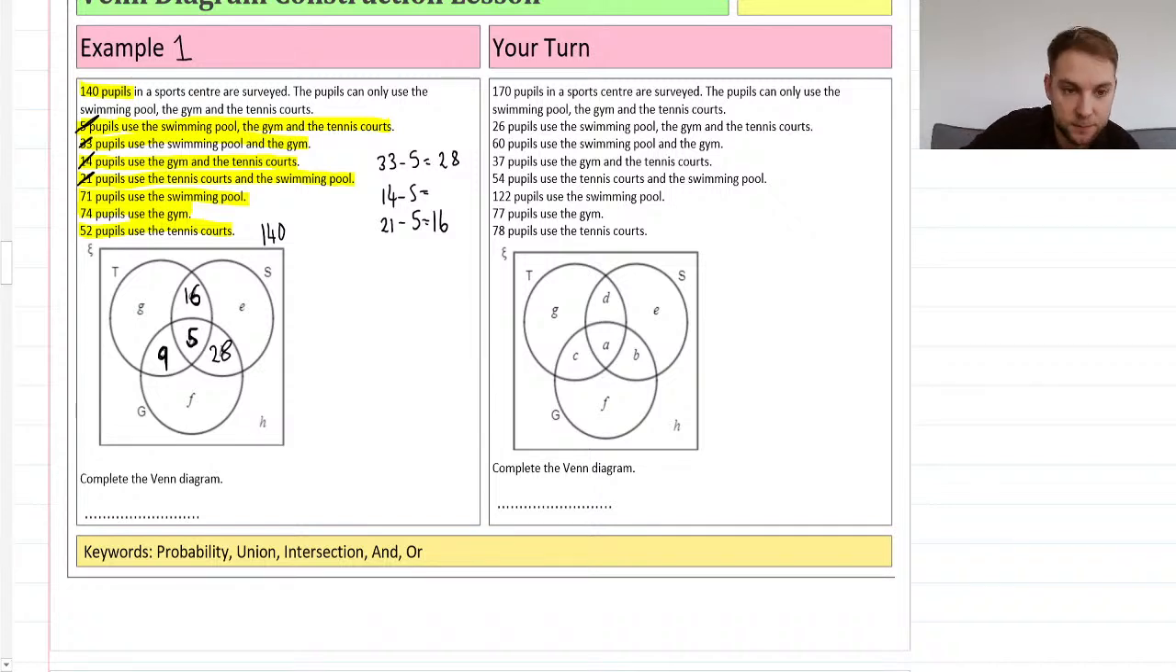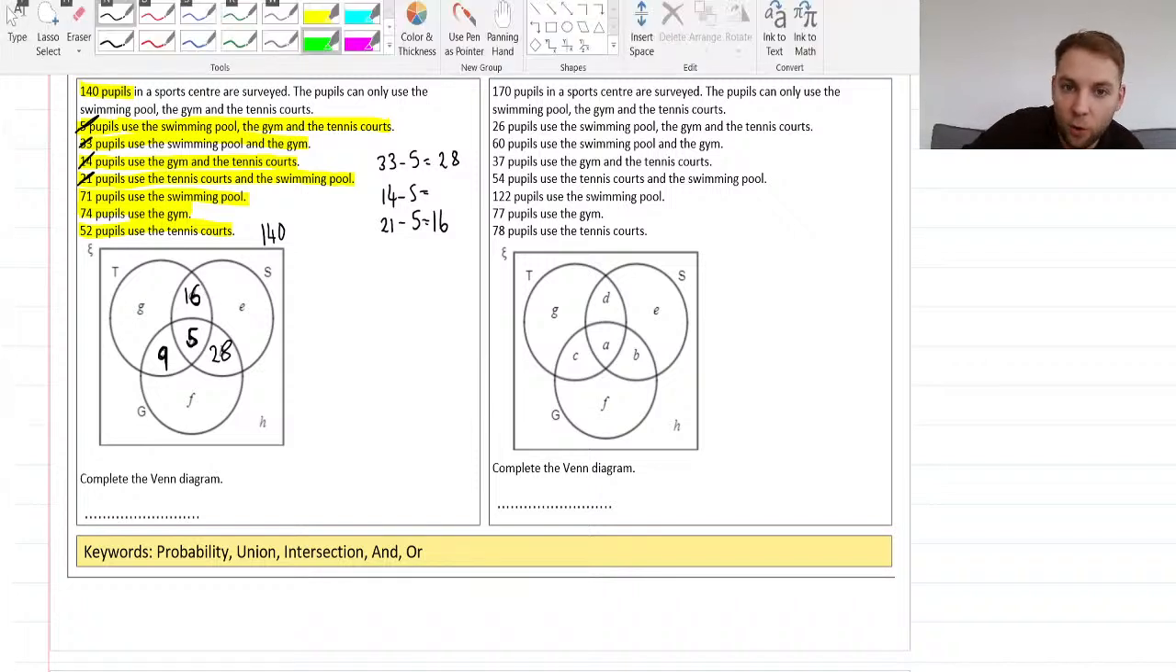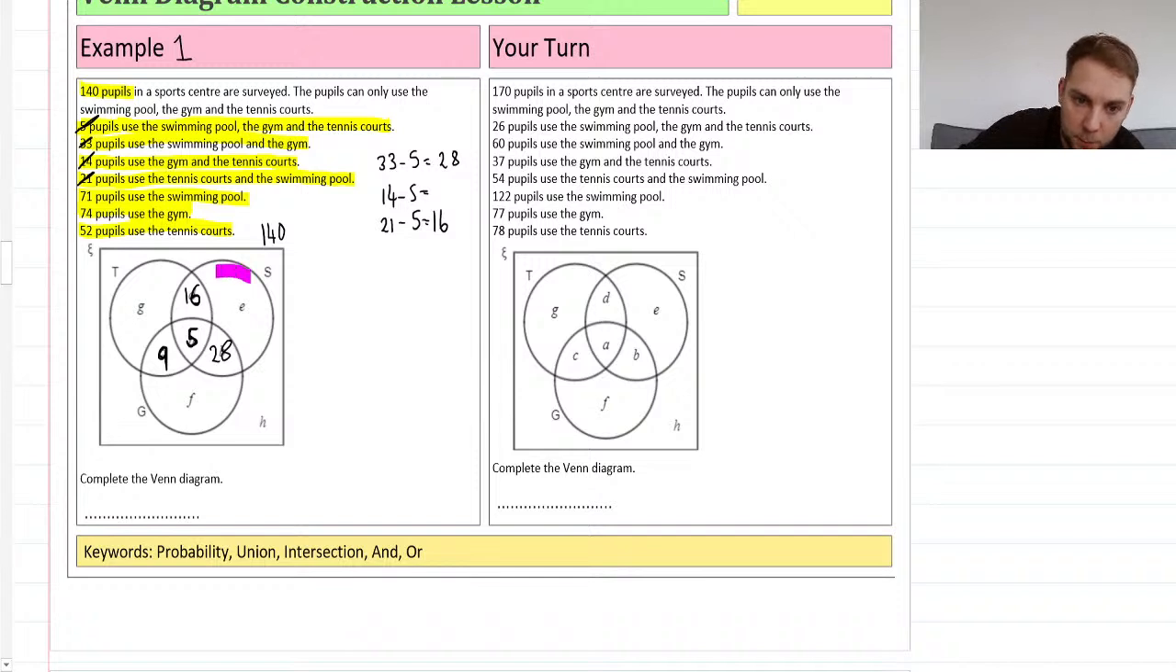So the next one says 71 pupils use the swimming pool. Now, the swimming pool has got 4 different parts. So this is the swimming pool here, not the crossover of the swimming pool. Everything which is in this circle is the swimming pool. Which means that 16 plus 5 plus 28 plus E is equal to 71. So if I want to work out what E is, I need to do 71, take away the ones I already know. So take away this one, this one, and this one.